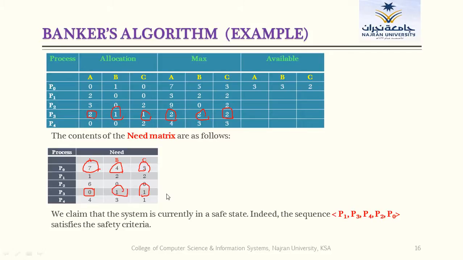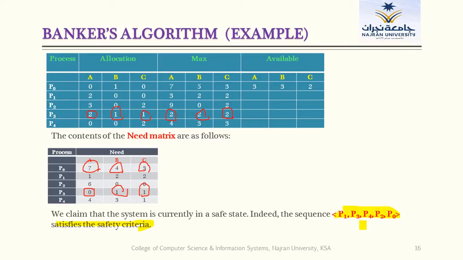So we claim that at this stage the system is currently in a safe state. So we say if we have this sequence, if we follow this sequence, we execute P1 first, then P3, then P4, then P2, then P0, there will be no deadlock, because the important thing is we need to find the sequence, and that sequence must satisfy the safety criteria. If we are executing a process first and our system is going to deadlock, then we will not execute it, we will stop it.